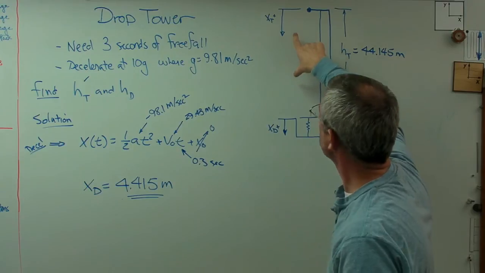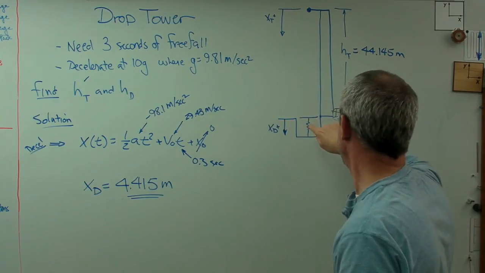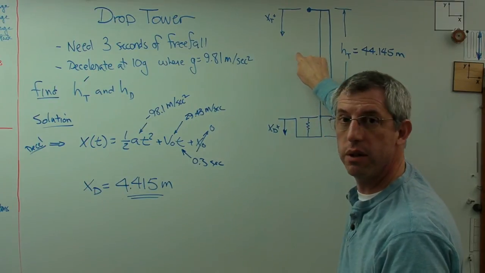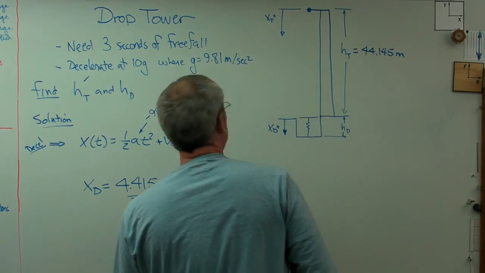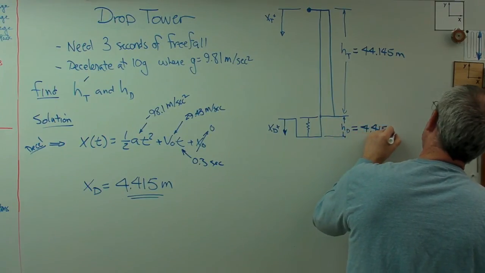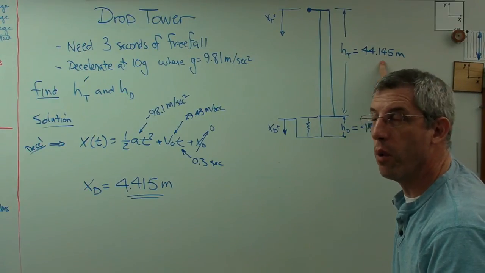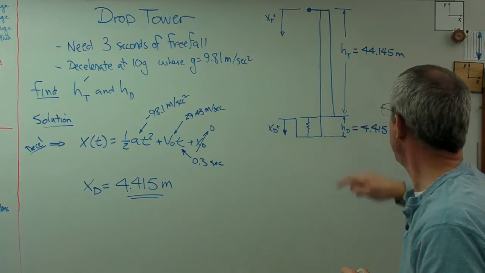Well, let's think about this. We're falling at 1g, we're decelerating at 10 g's. It makes sense that this would be 1/10 the distance. So that's 4.415 meters. Again, I just rounded that: 44.145, I rounded that to 44.15.